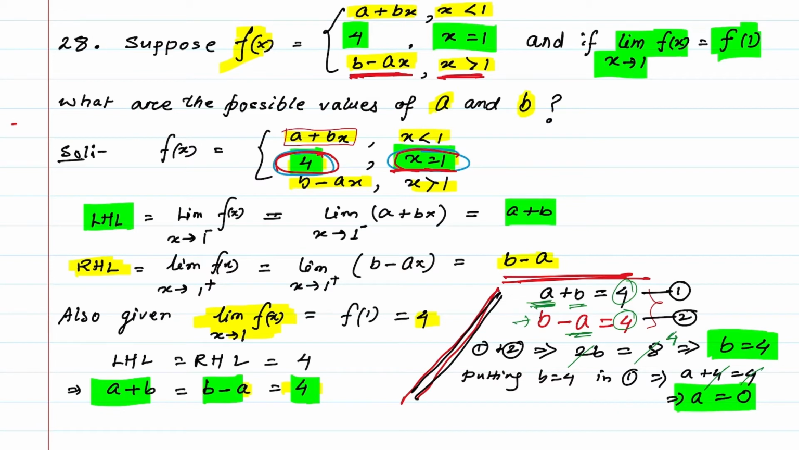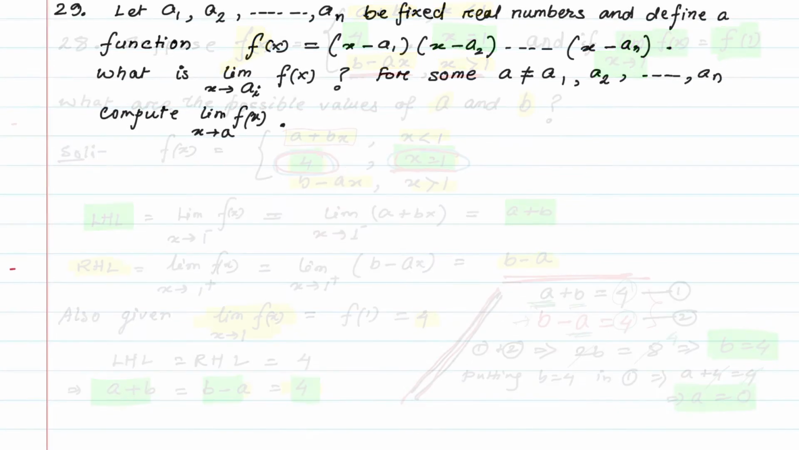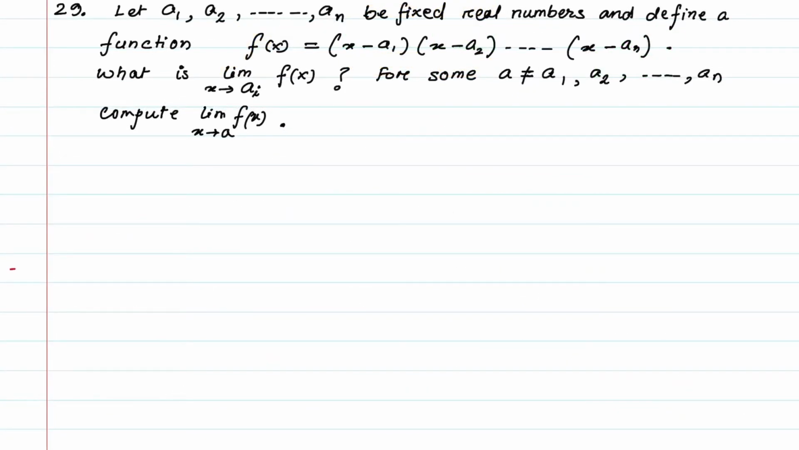That's how we can solve this question number 28. Now let me show you how to solve question number 29. Let a1, a2, dot dot dot an be fixed real numbers. So these are fixed real numbers. Define a function f of x which is equal to x minus a1 into x minus a2 dot dot dot and so on, x minus an.